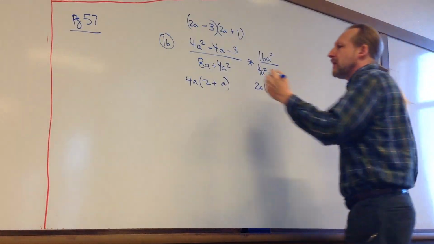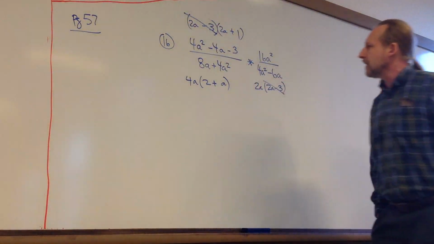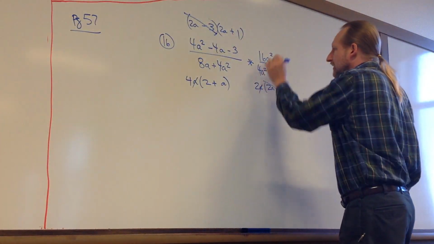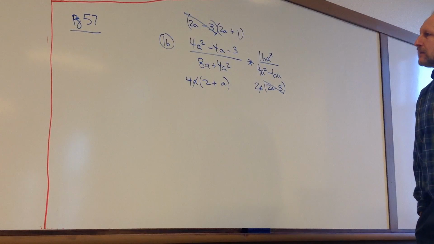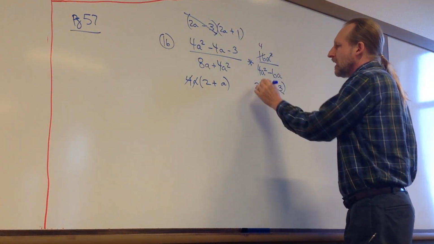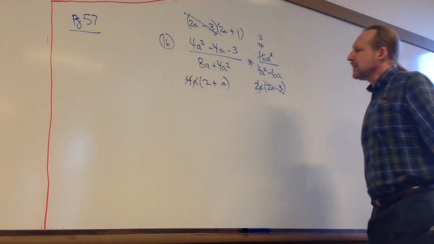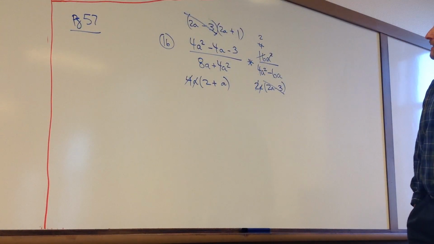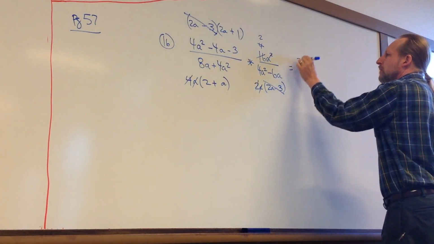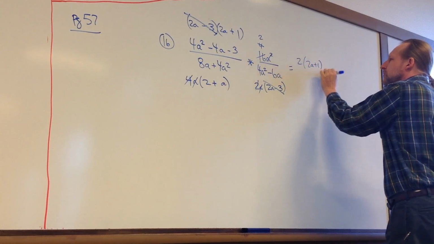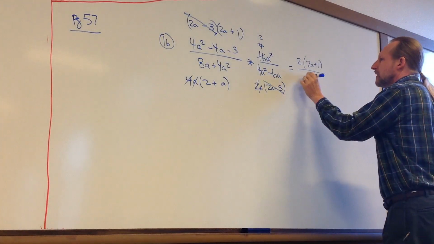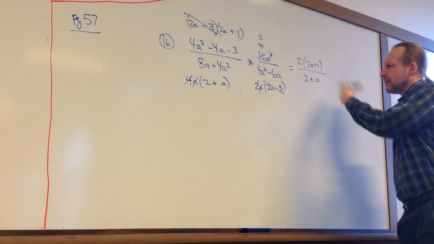Let's see here. So the 2a minus 3's cancel each other out. This a and this a cancel out this a squared. 4 goes into 16 4 times, and then 2 goes into 4 twice. Is there anything else hanging around? It doesn't look like it. So on top, we're left with 2 times 2a plus 1. And on the bottom, it looks like everything got canceled out except for 2 plus a, or a plus 2.